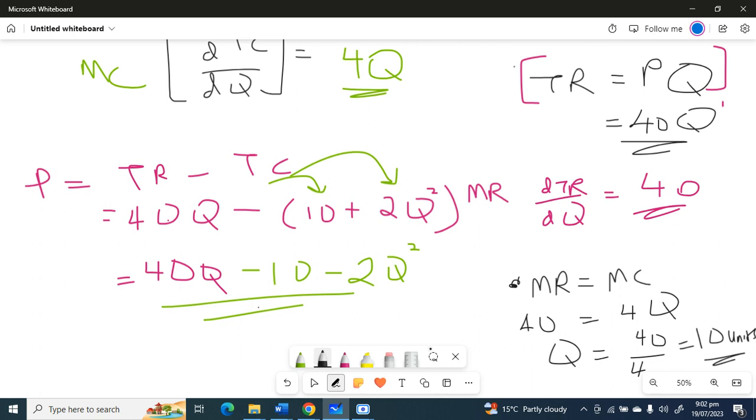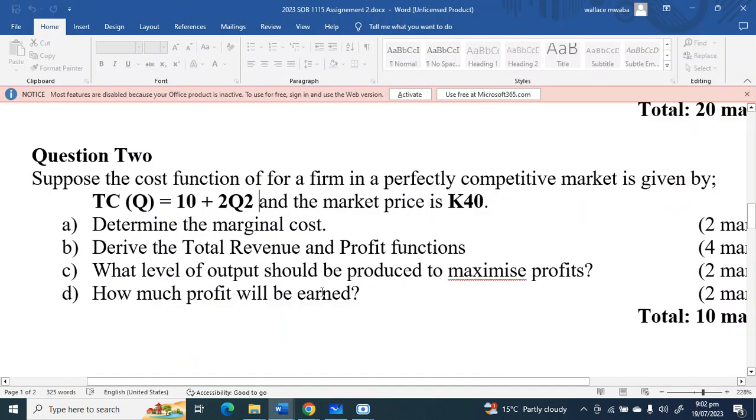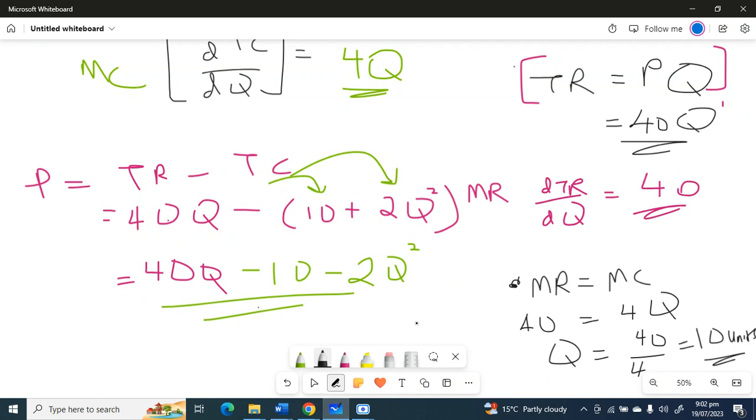Then the next question was: how much profit will be earned? So you substitute Q for 10.